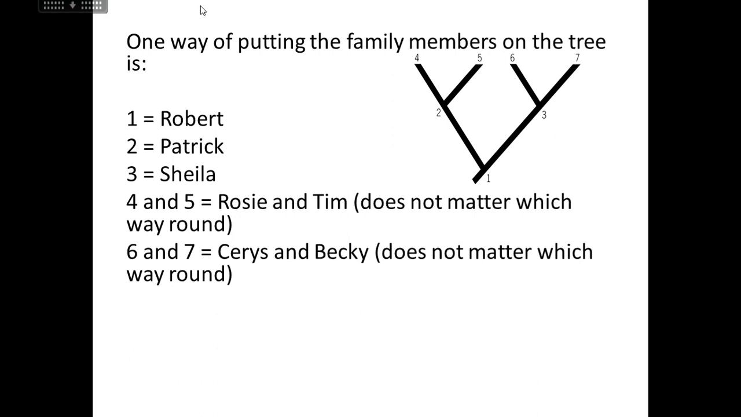So Rosie and Tim always have to go together, but it doesn't matter which way around they go in that pair, and Keris and Becky, again, need to go together, but it doesn't matter which way around they go. But obviously, Keris and Becky need to come off of whichever number you put Sheila, and Rosie and Tim need to come off of whichever number you put Patrick. So you get 2 or 3.